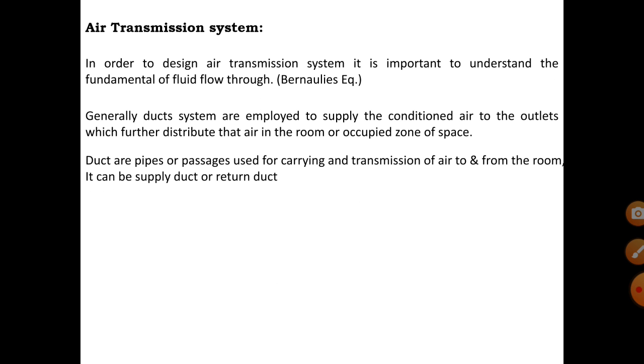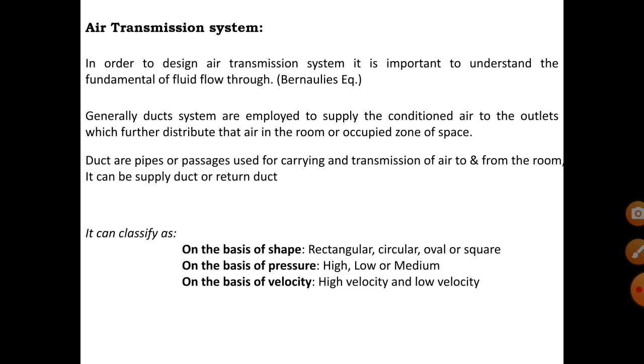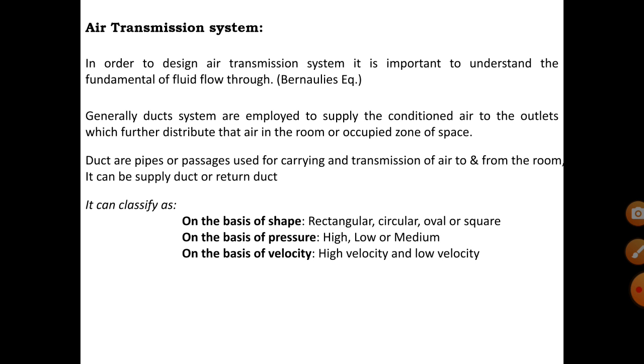Obviously we have already seen this part: these are the passages or pipes which are used for carrying and transmission of air to and from the room. It can be a supply duct or a return duct also. Now it is classified on different bases. You might have observed in different malls, buildings, offices, and big houses that there are rectangular, circular, oval or square shapes. On the basis of that you can classify them. Again, on the basis of pressure and velocity, you can classify it as a high pressure, low pressure or medium pressure duct, or a high velocity or low velocity duct. These are the very essential parts.